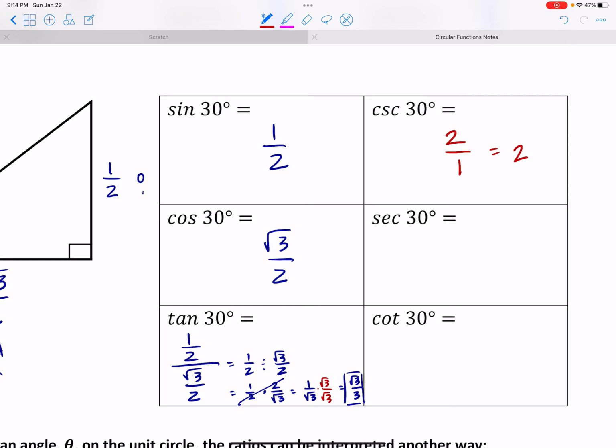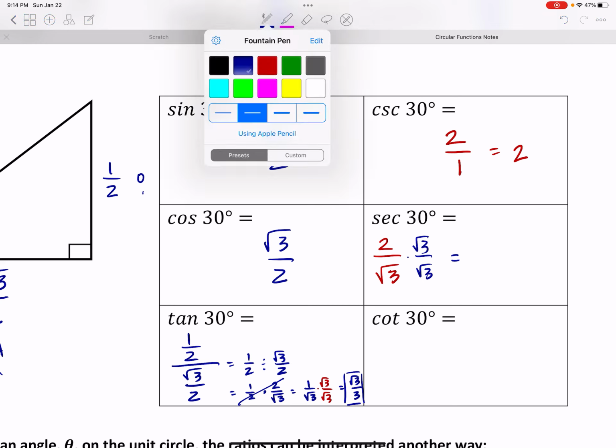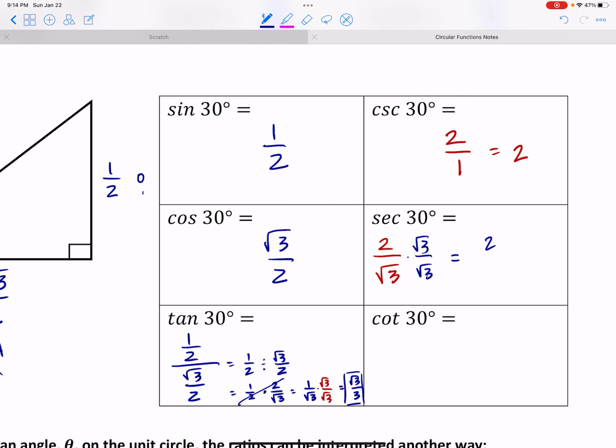The secant for 30, again, is the reciprocal of the cosine. So that's going to be 2 over radical 3. Now, of course, that has to be rationalized. So if we multiply by radical 3 over radical 3, then the simplified form is going to be 2 radical 3 in the numerator, and then just 3 in our denominator. I don't know why I circled or boxed that one in down there. Maybe this one too, just so it's clear what the answer is.